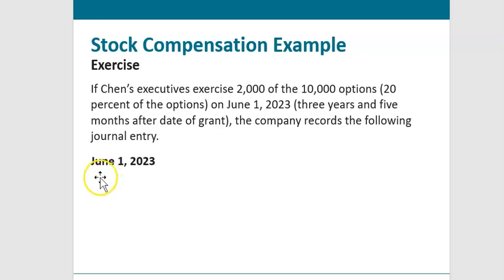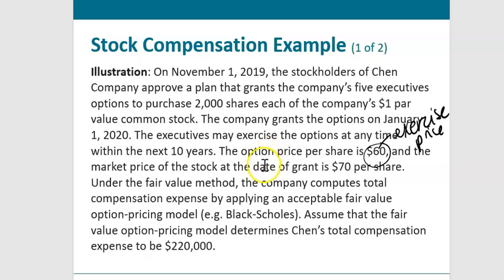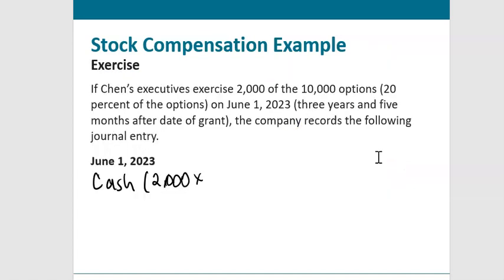Remember, we said that the company receives a cash amount equal to the number of options that are exercised, in this case 2,000, times the exercise price for each one of these options. We saw that the option price per share is 60. So that's what the holder has to pay to the company. That's what the company receives. So cash goes up by 120,000.